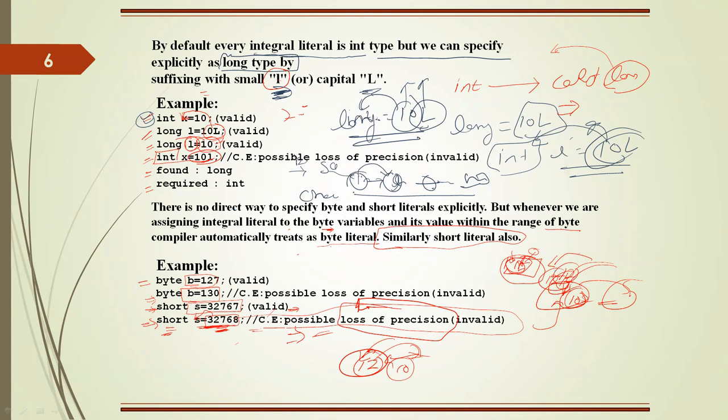Long is bigger than int. So you cannot initialize a bigger value inside a smaller size, right? Suppose int has this much space, but long has this much. How can you add this into this? Not possible, but you can add this into this. Suppose we take long equals to 10.